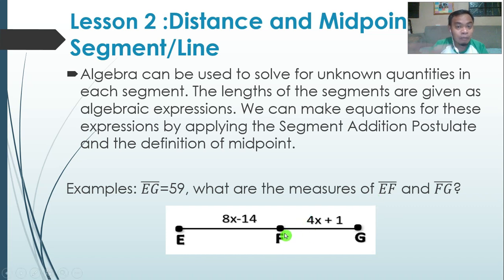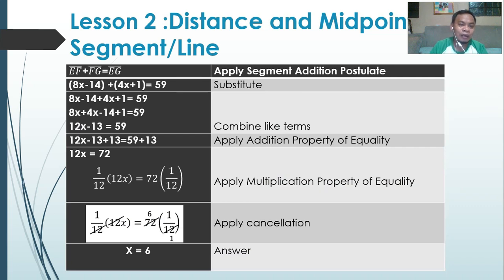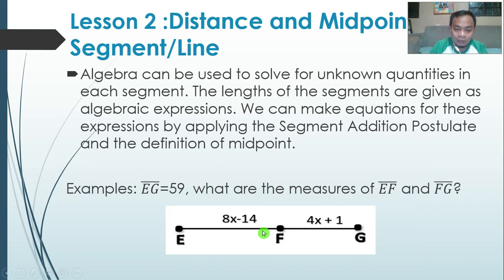Okay, but F is between E and G. And then we have here the given expressions, the distance from E to F, which is 8x minus 14, and the distance from F to G, which is 4x plus 1. Okay, so how to solve this one? Next, we will apply the segment addition postulate. Kung babalikan natin si figure, we have segment EF, the distance from E to F, plus the distance from F to G, di ba? FG is equal to 59, which is segment EG.